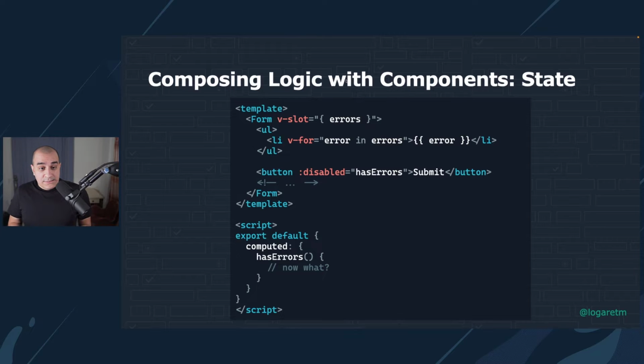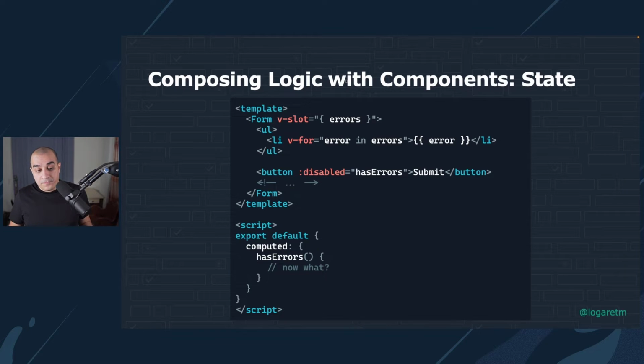Another thing is state, having access to state. So right here, I'm trying to create a computed property called hasErrors that needs access to the errors object, but that's only available inside the scoped slot of the form component, which is problematic because you can't really access it in your script, and this pretty much blocks you from doing it.